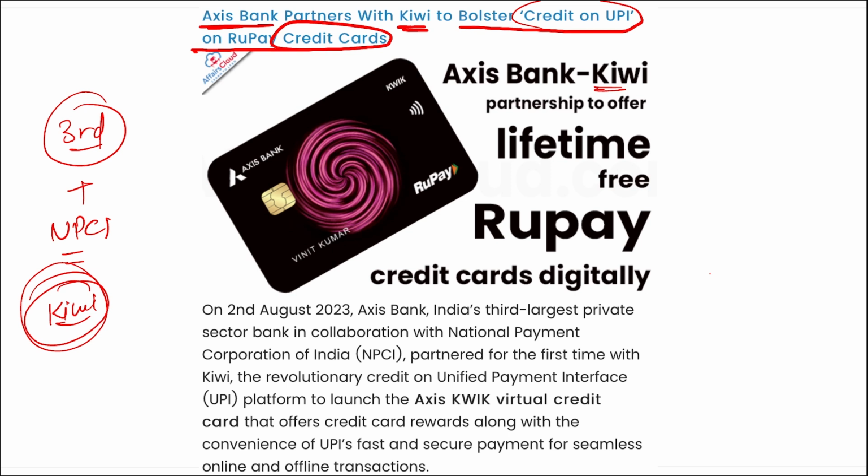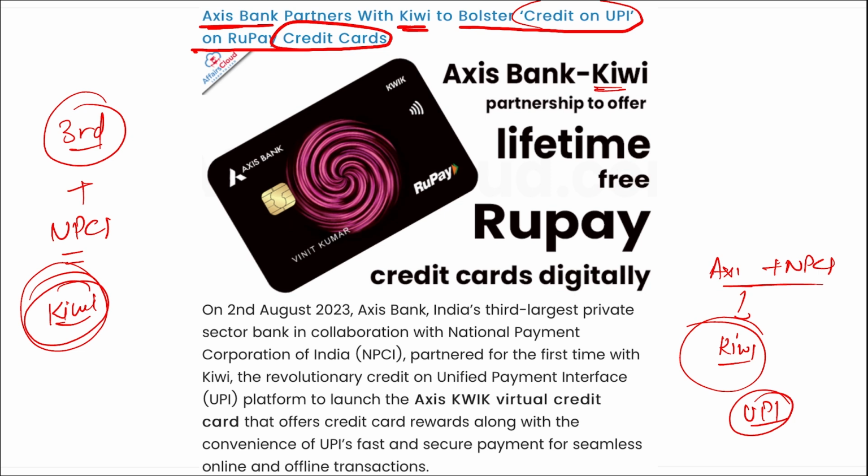So I'm speaking it again, do listen. Axis Bank partnered with NPCI to launch this Kiwi virtual credit card that will offer various credit card rewards along with UPI's fast and secure payment for seamless online and offline transactions. Right? So remember, the partnership offers a complete credit on UPI platform on the RuPay network. The functionality enables users to conduct merchant payments with the Kiwi app utilizing their credit cards through UPI. And apart from this, remember, this UPI, Unified Payments Interface, facility was provided to Axis Bank through their tie-up with NPCI. Correct? Remember this.